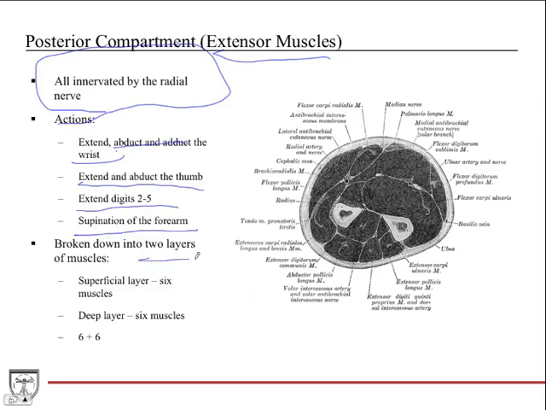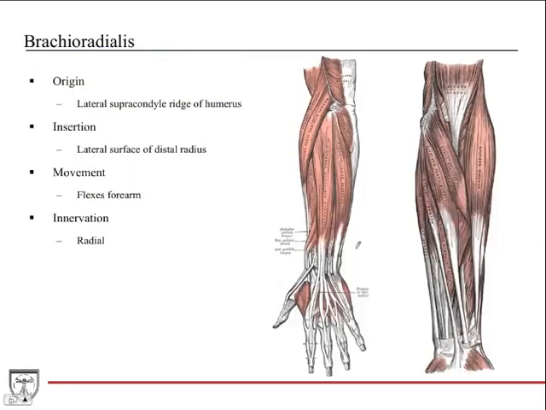So it's broken down into 2 layers. Remember the anterior compartment had 3. Posterior only has 2. There's a superficial layer, which has 6. Deep layer has 6. So a good way to remember it is 6 and 6, 12 muscles altogether. And again, this is the divider. The interosseous membrane is the main divider between these 2 compartments, and this is where they're contained.